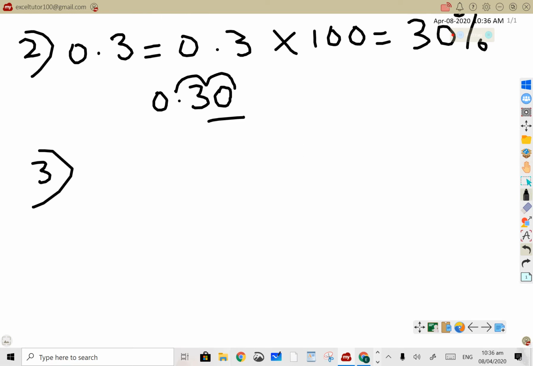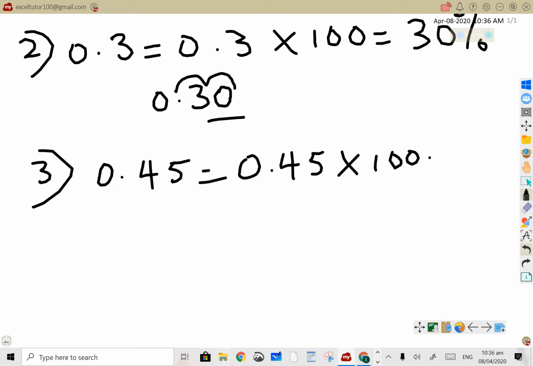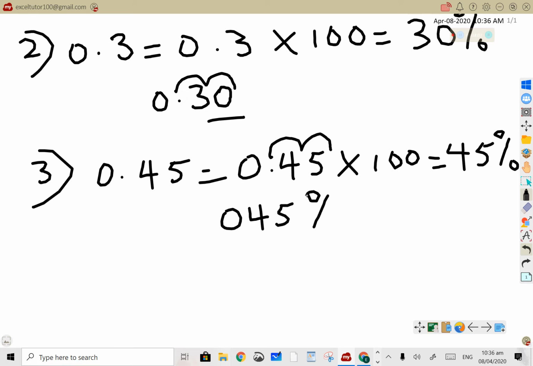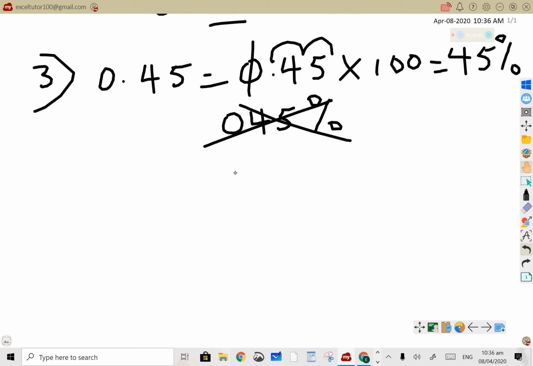So we look at a third example. We have 0.45, which is equal to 0.45 multiplied by 100, which is equal to 45%. Notice that I did not put 0.45%. This will be wrong. Okay, I removed the 0. So I took off the 0. The 0 basically has no value. Okay, it has no value.